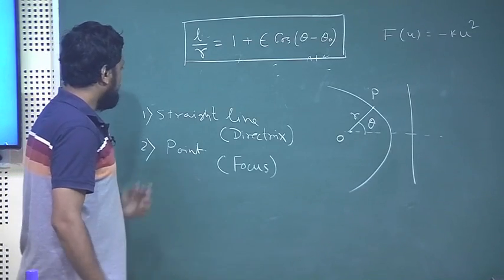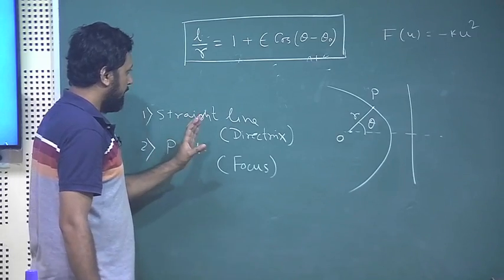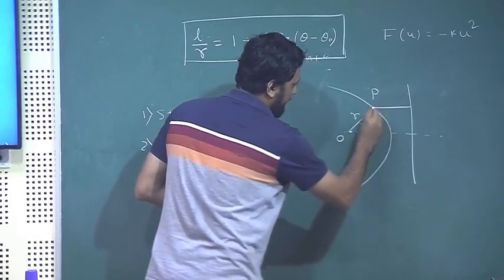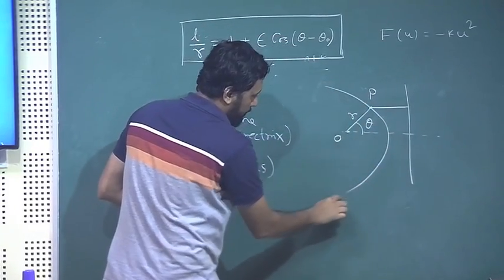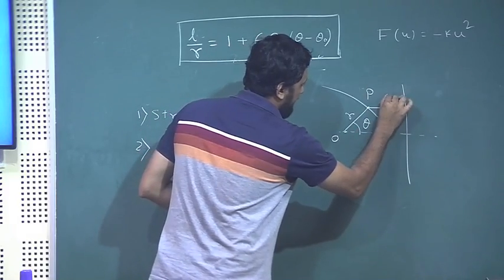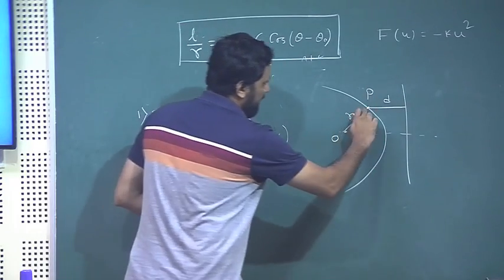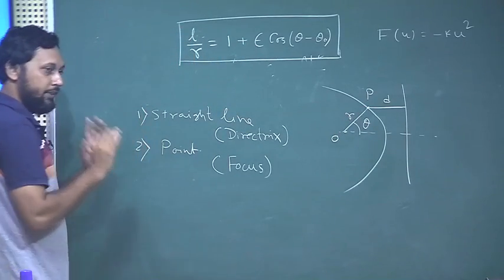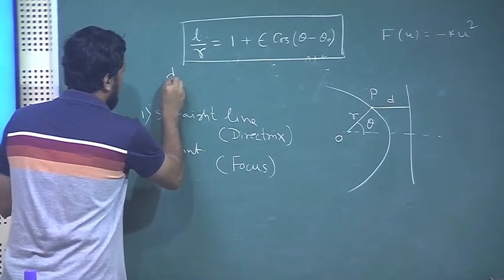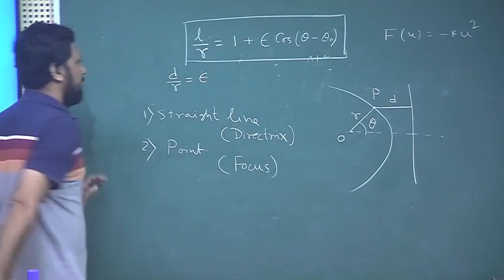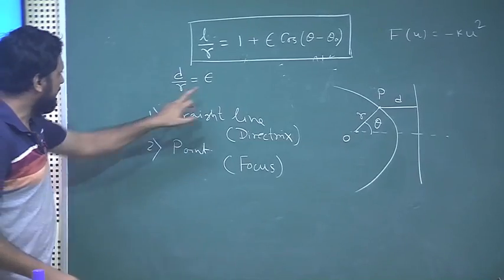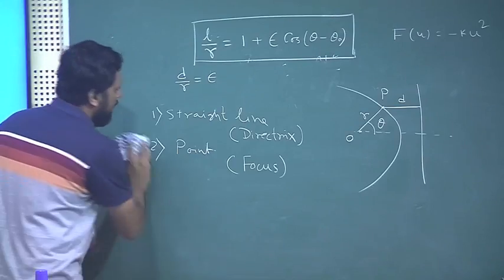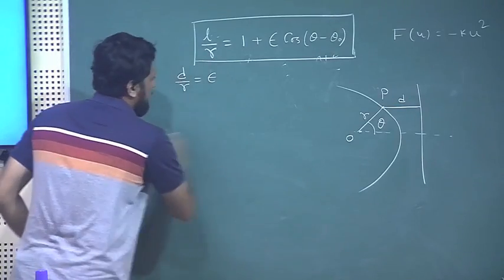Now, what we see is, what is the definition? The definition is that it has a distance. Any point on this particular curve maintains a distance d from this directrix and a distance r from this focus, and this ratio is fixed. So, let us call this ratio d by r equal to epsilon. So, this epsilon turned out to be this epsilon. We will see that in a moment. Let us call it epsilon for now.